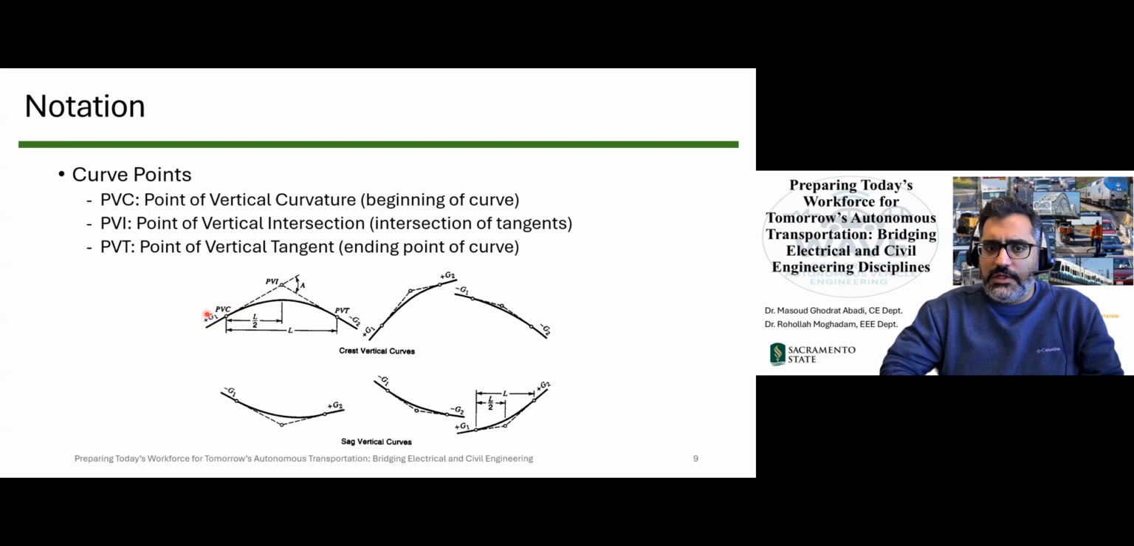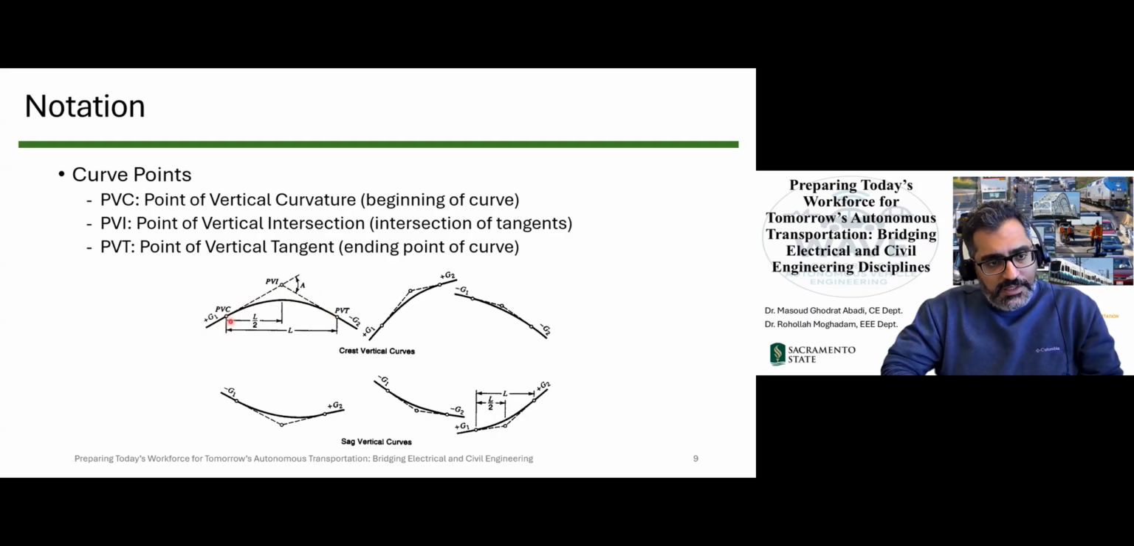In geometric design, whenever you're going up, grade is going to be positive. Whenever you're going down, grade is going to be negative. So you're going up, and this is the initial tangent, and we want to connect it to a final tangent. And in order to make it safe, in order to make it comfortable, we use this vertical curve here.